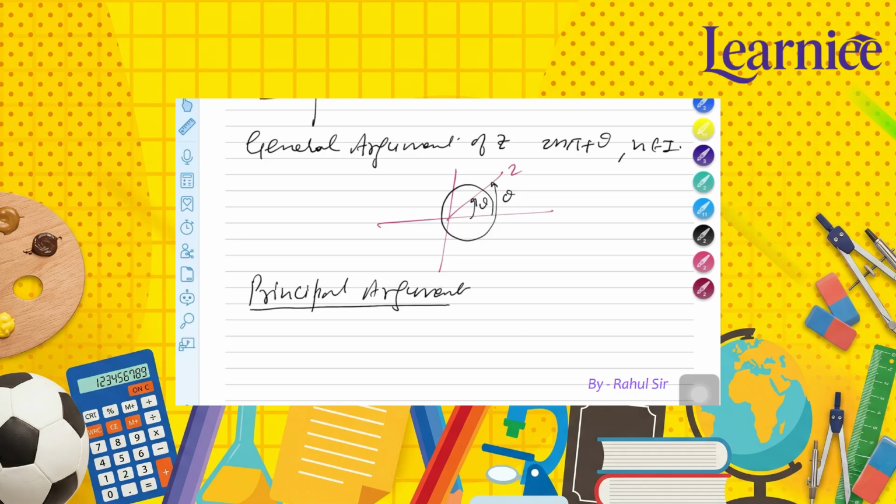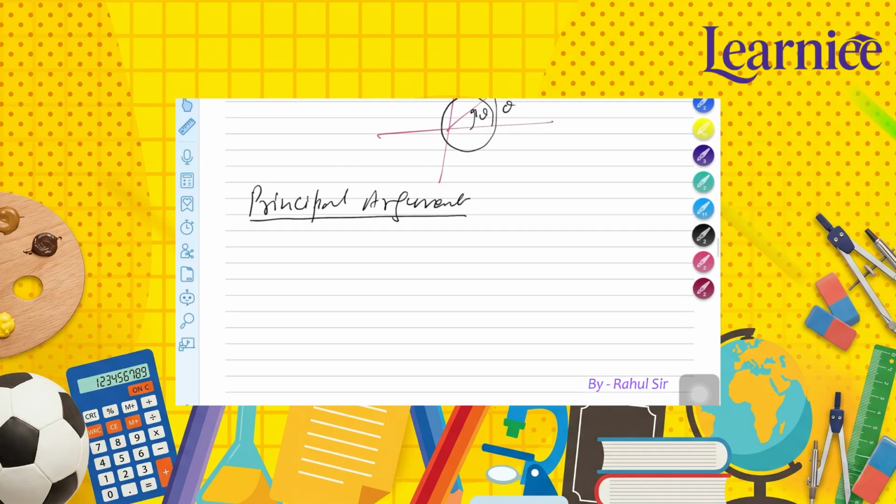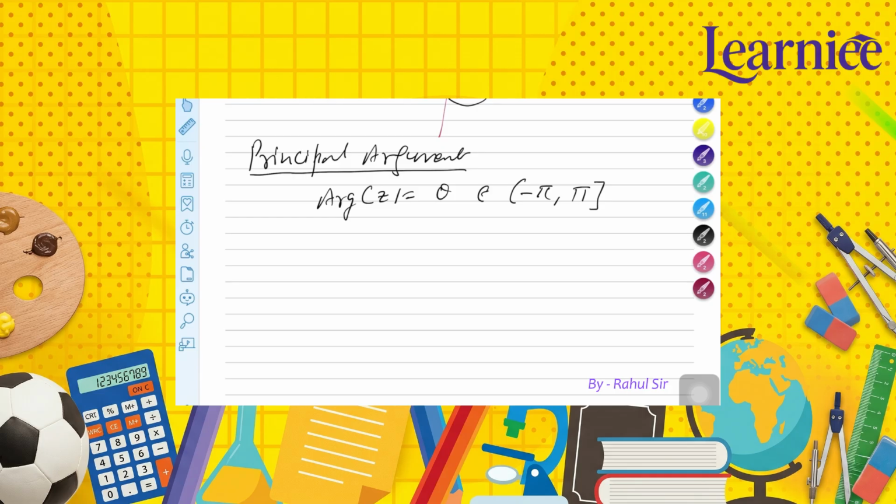So what is the principal argument? The principal argument we sometimes denote by capital A. So the principal argument is theta, in this case theta lies in the interval from minus pi (open bracket) to pi (close bracket). It is from 0 to pi for the first and second quadrants, and 0 to minus pi for the fourth and third quadrants.